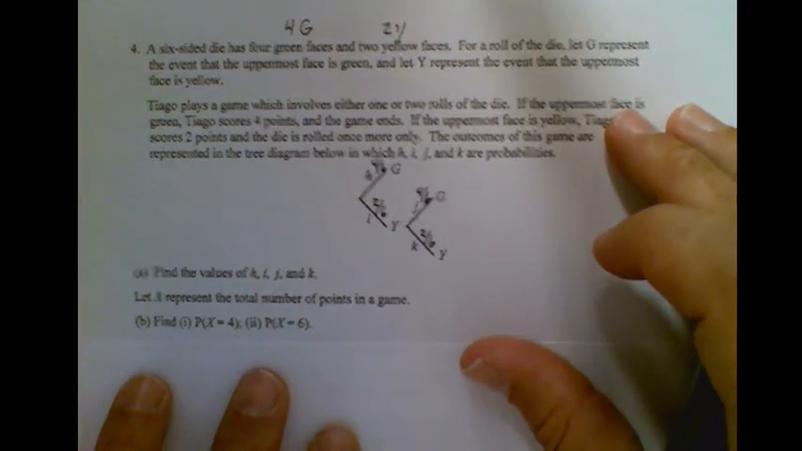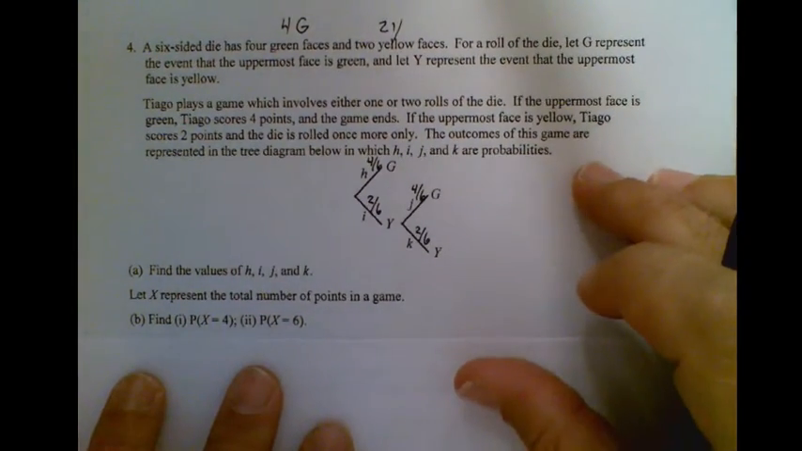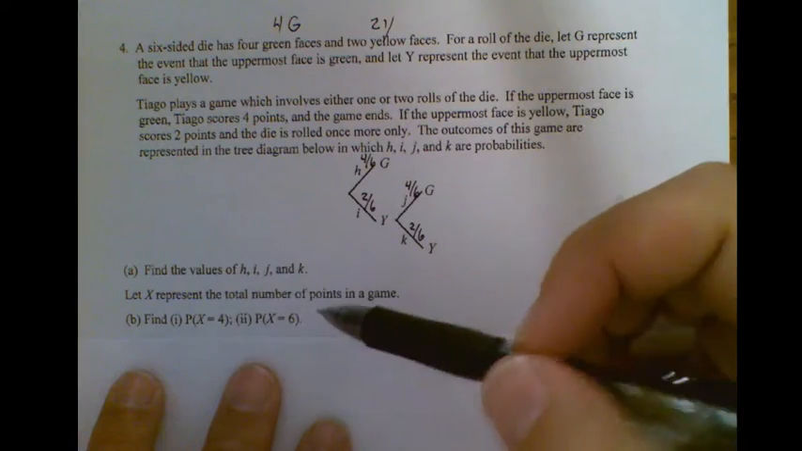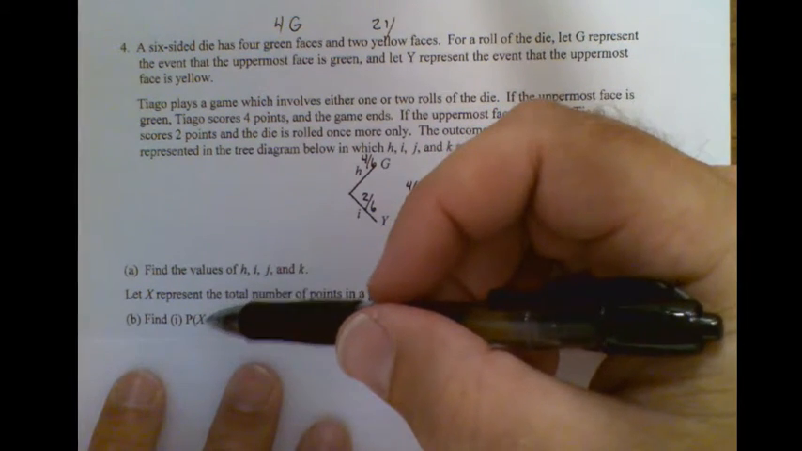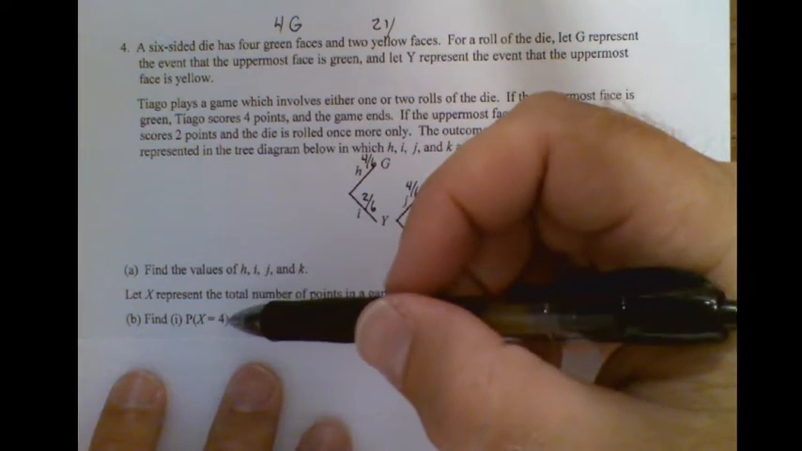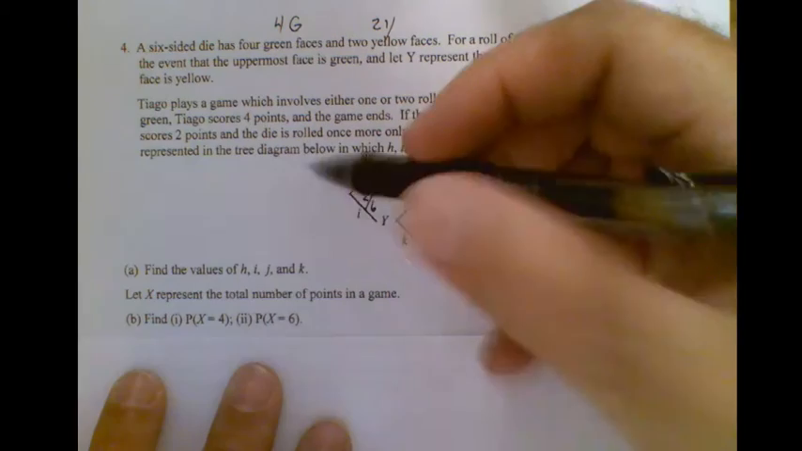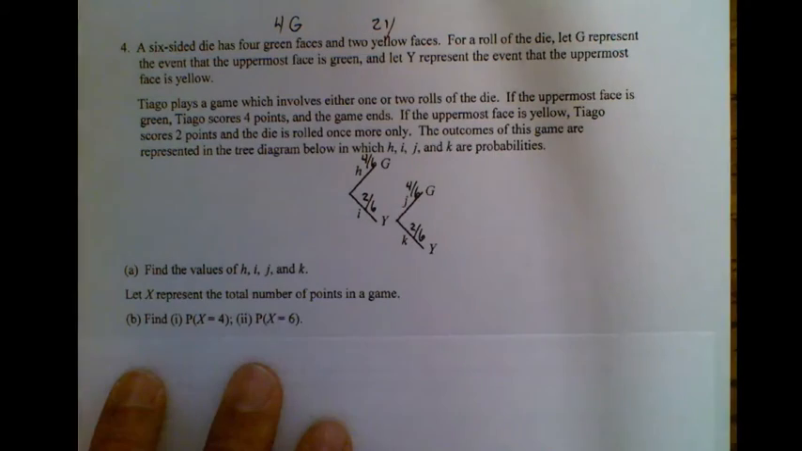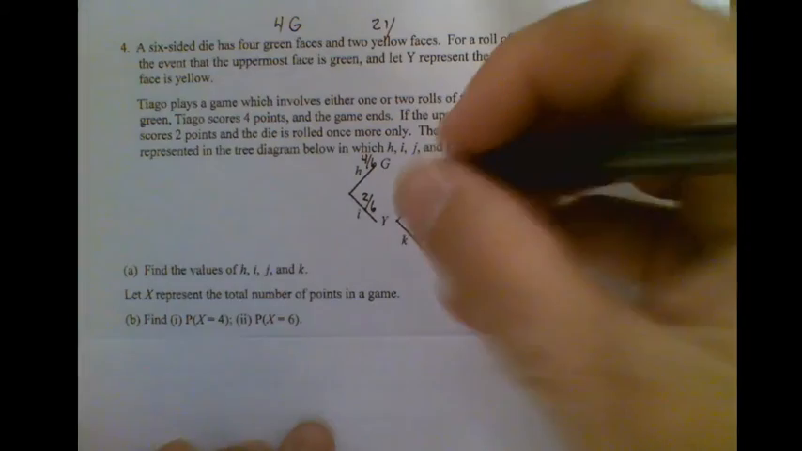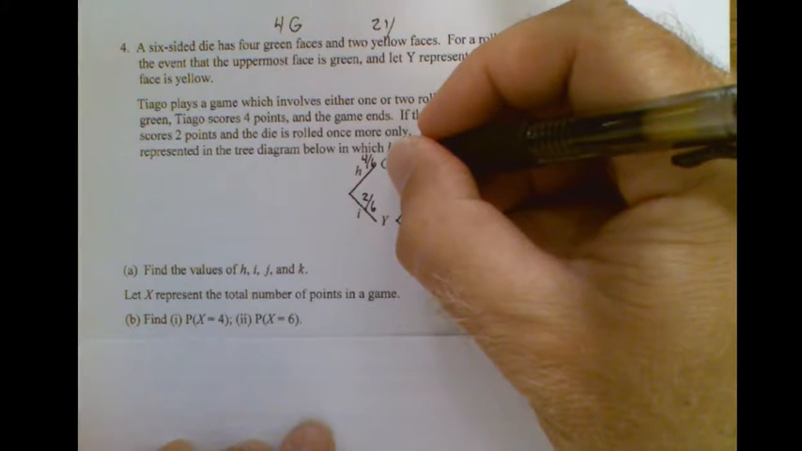Now we're talking about the points scored in the game. X is going to represent the total points in the game. So what's the probability that the total points in the game is 4? He could have gotten 4 points with this scenario right here, 4/6. So this was one option, and this would have given him 4 points.